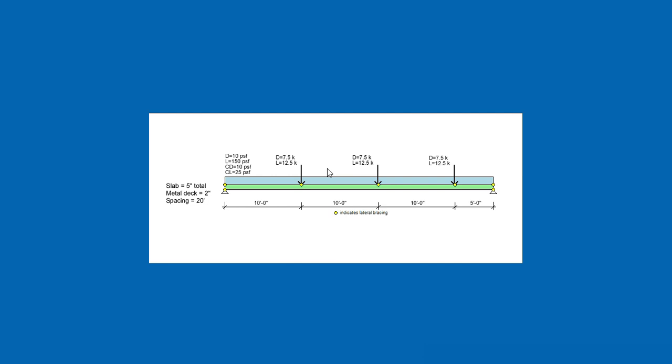So the second floor will have a series of transfer girders to support the columns above for the storage levels. These concentrated loads represent the column loads at the upper levels. So the goal is to design the transfer girder, which will be acting in a composite action with a 5 inches concrete slab on a 2 inches metal deck. The design loads are shown in the image. The spacing between similar beams running parallel is 20 feet.